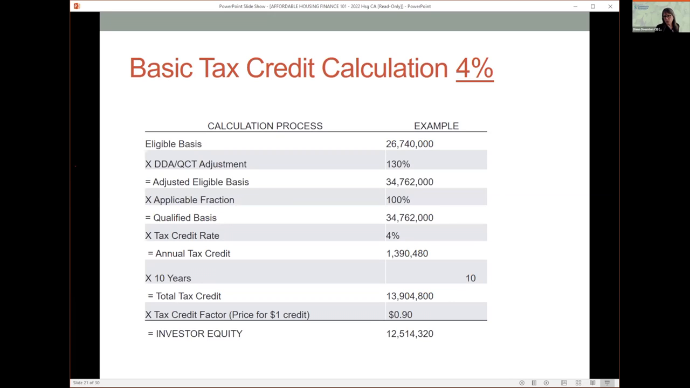So I'll walk through a basic tax credit calculation for a 4% project. You have your eligible basis, the 26.7 million. Then if your property is in a DDA, which is a difficult to develop area, or a QCT, a qualified census tract, you get a boost to your eligible basis of 30%. I think Adrian mentioned that that's something you should be mindful of when you're looking at sites, that it can be helpful if your property is in a DDA or a QCT. You can just look that up. You can search for DDA QCT lookup, and there's a nice little tool where you can look up whether your property is in a DDA or a QCT. So you get a 30% boost. You multiply your eligible basis times 30%, and you now have 34.7 million in eligible basis.